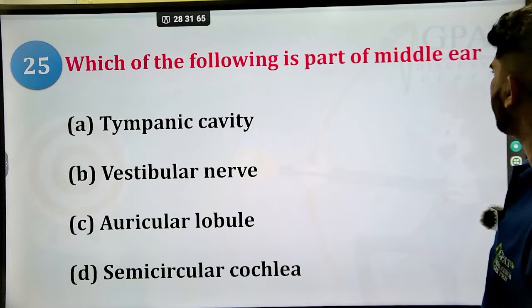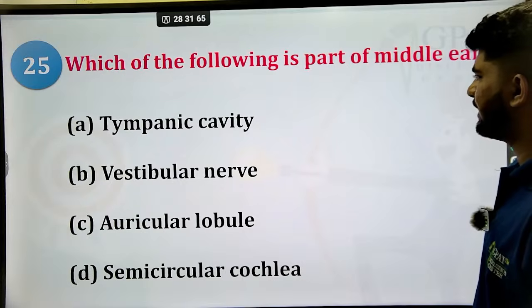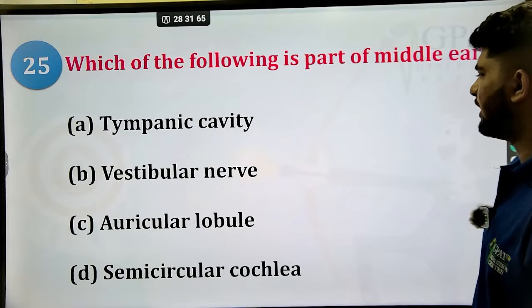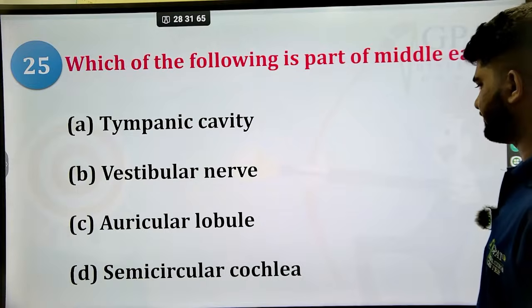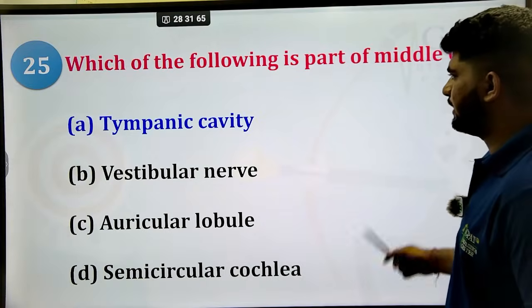Chalo. Which of the following is a part of the middle ear? Tympanic cavity, vestibular nerve, auricle lobule, or semicircular cochlea, guys. This is your tympanic cavity.